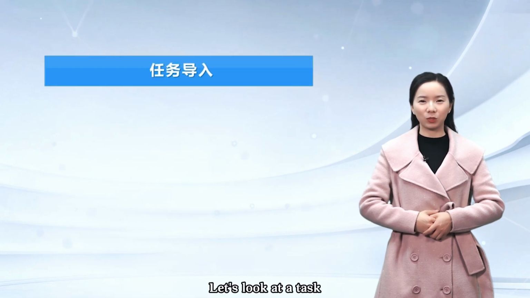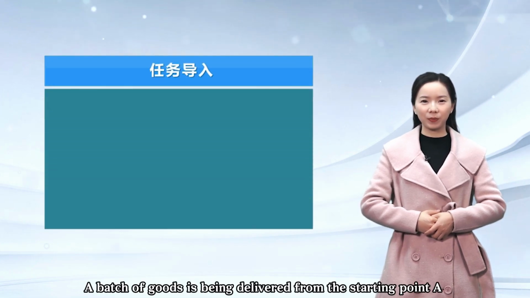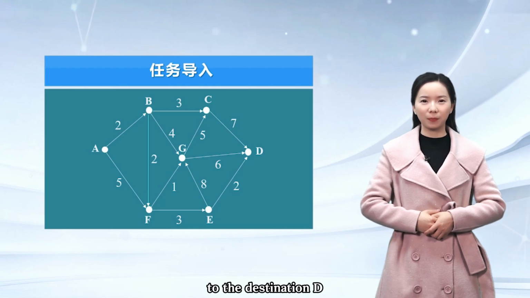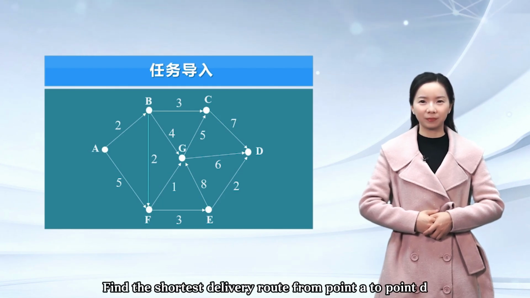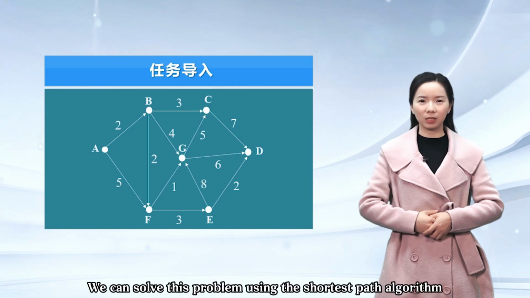Let's look at a task. A batch of goods is being delivered from the starting point A to the destination D. Find the shortest delivery route from point A to point D. We can solve this problem using the shortest path algorithm.